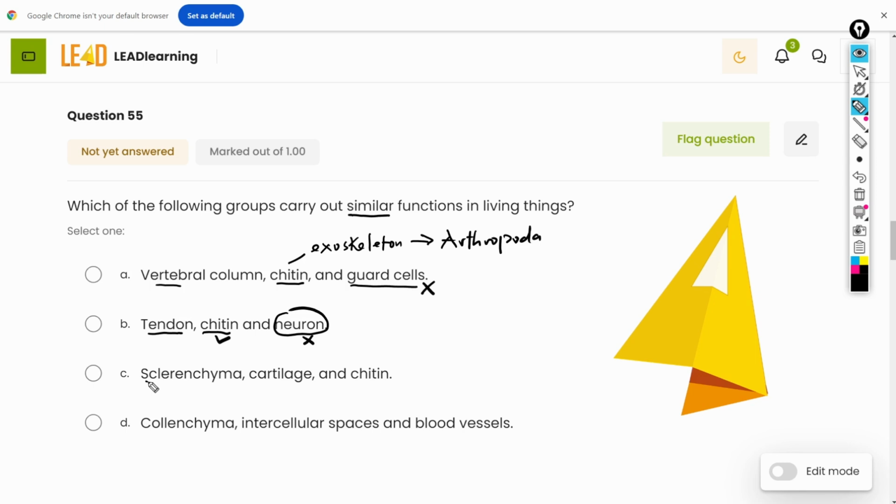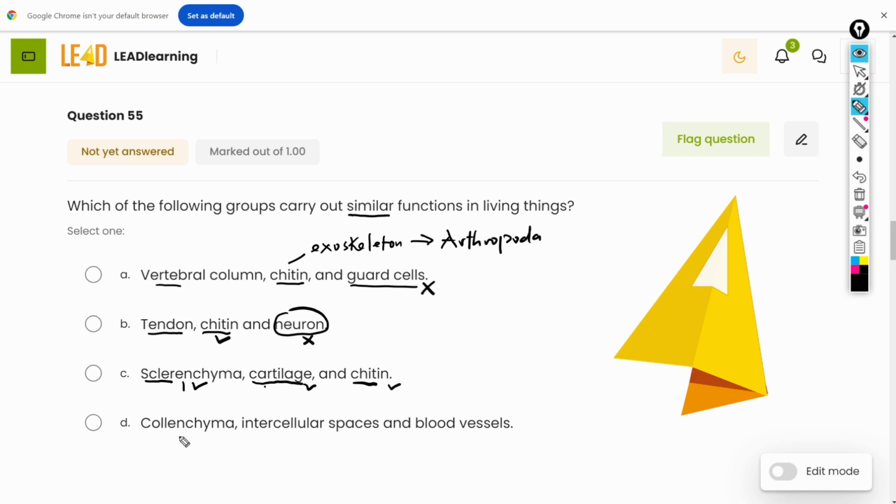Then sclerenchyma is a supporting tissue in plants. Cartilage is a supporting tissue in animals. It is found in between bones so as to prevent the bones from rubbing against each other. So it acts as a shock absorber. It's a supporting tissue. Chitin is a supporting tissue in the exoskeleton of arthropods. So here all of them are performing supporting functions.